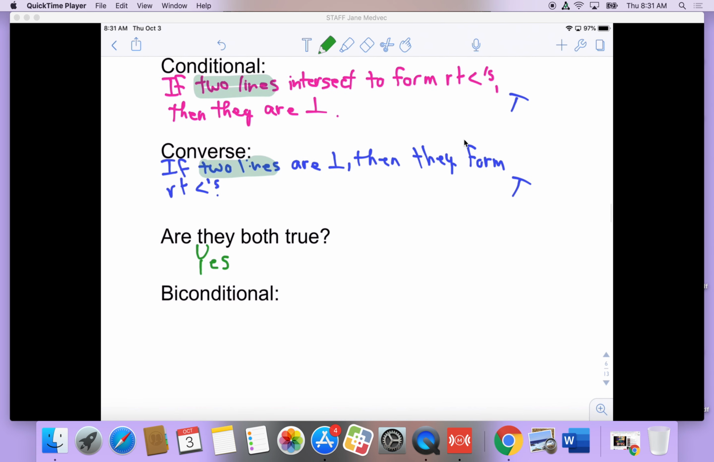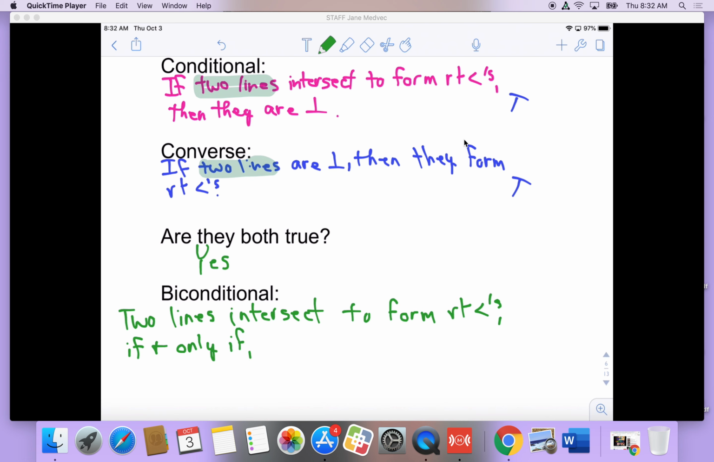All right, so I'm going to scoot this up. And do I start with if? No. So I'm going to write: Two lines intersect to form right angles, if and only if they are perpendicular.